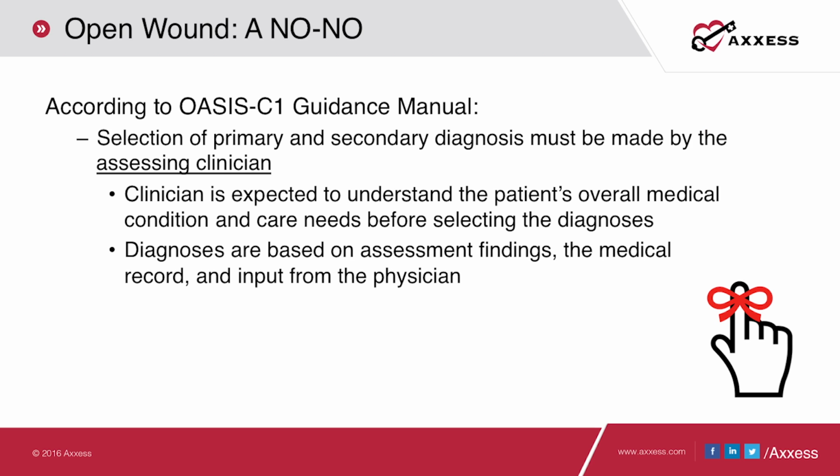Now, another no-no, according to the OASIS C1 guidance manual, the selection of primary and secondary diagnosis must be made by the assessing clinician. Again, the clinician is expected to understand that patient's overall medical condition and care needs before selecting the diagnoses. And those diagnoses are based on assessment findings, your medical record, and input from the physician.